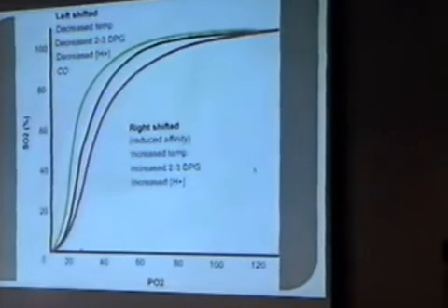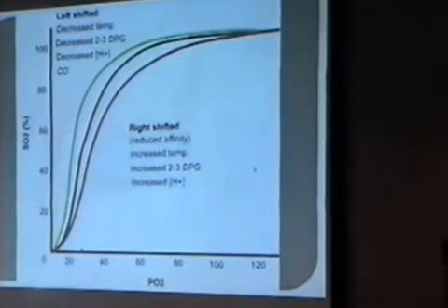What happens to your temperature? Goes up. What happens to your pH? Goes down. What happens to your PCO2? Goes up. Right? So if you're sick, you shift the curve to the right. So temperature, high CO2, low pH will shift it to the right.